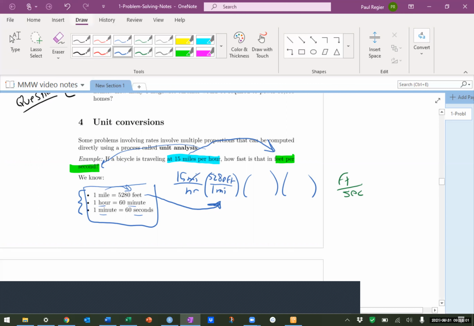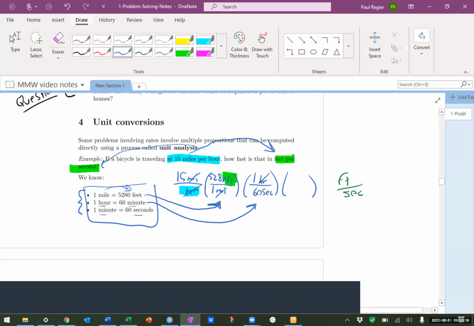Check that out. The miles cancel now. Units are just like numbers. They can cancel. And we're left with feet. We're good there. So now we're just left with the hour. How do we convert the hour to seconds? We'll repeat the same process. How many minutes are in 1 hour?